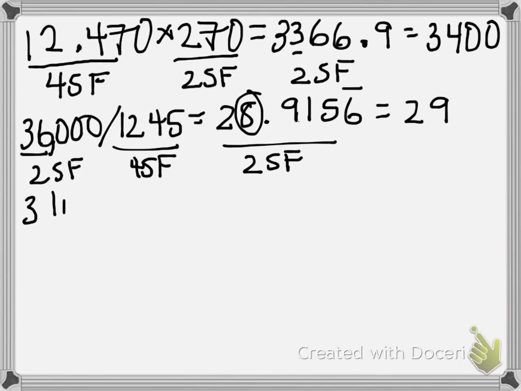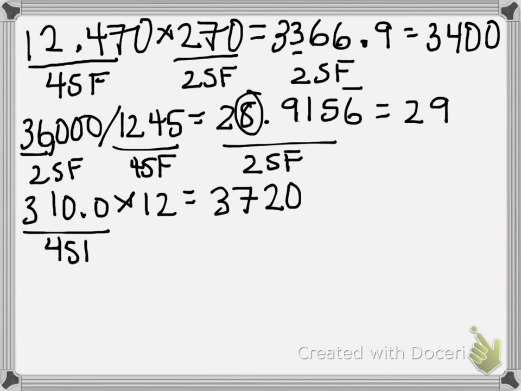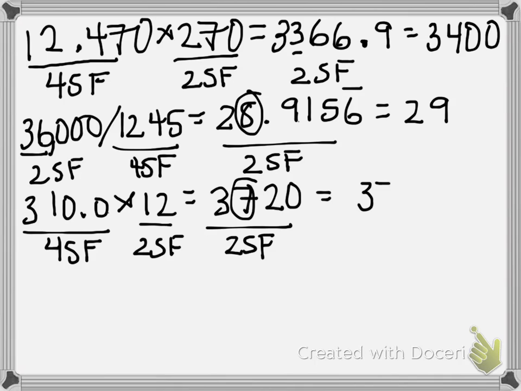Letter C, 310.0 times 12. So again, our calculator gives us a number of 3,720. This number has 4 sig figs. Because the 0 is to the right and at the end of a decimal, it's significant. So all of these are. This has 2. That means my answer can only have 2 sig figs. Round to here. So that makes my answer 3,700. Letter D, 129, 0.6.